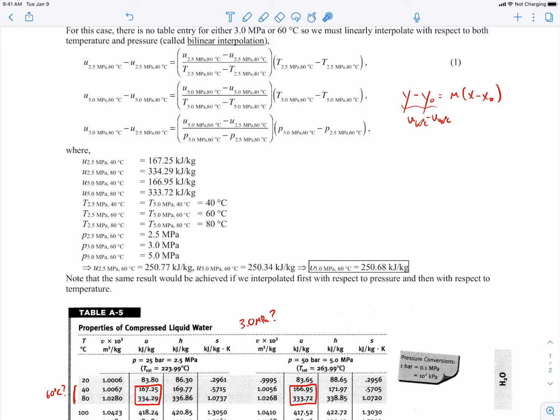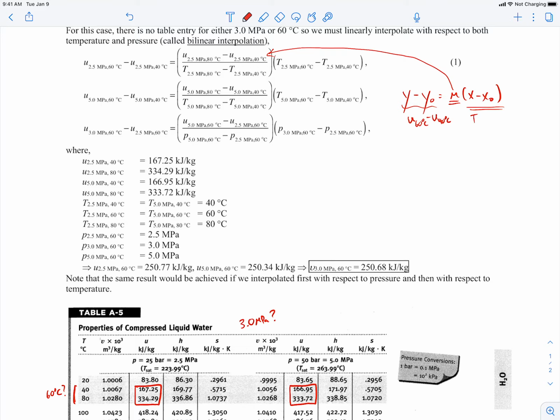This is our slope. The slope is going to be dependent on our values at 80 and 40 degrees C. So we're going to use the specific internal energies at 80 degrees C and 40 degrees C divided by the change in temperature between 80 degrees C and 40 degrees C. So we're just getting how these values change with respect to temperature. So that's our slope. And then our x's here will be just the temperature variation.